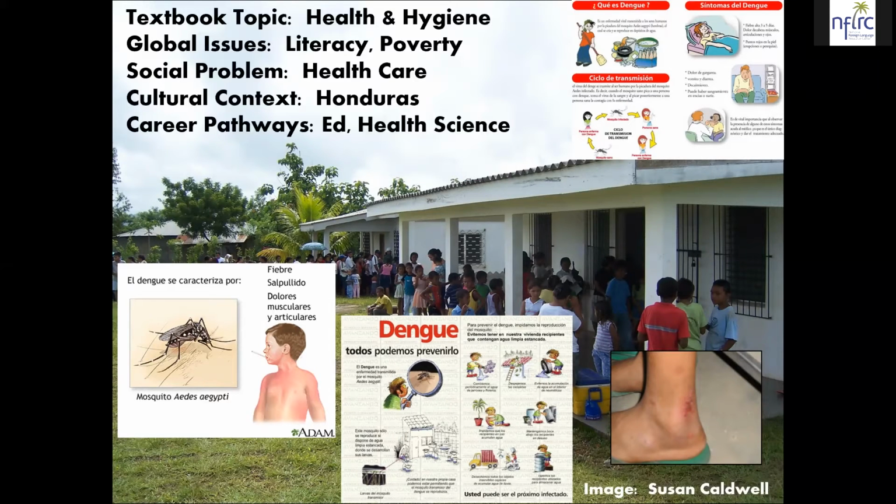And so you'll see that in these texts, the one on the left is talking about how a person acquires this particular illness, that it comes from a mosquito bite and what the symptoms are. In the middle text, it talks a little bit about specific things that I can do to prevent this issue. And in the top text, I can learn more about the cycle of transmission.